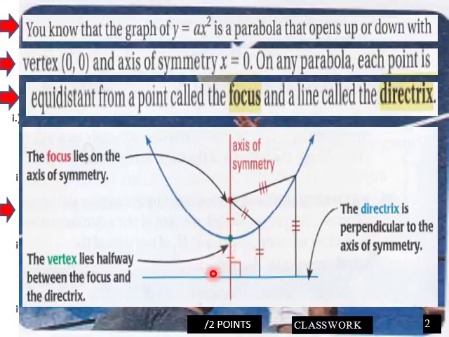The vertex lies on the axis of symmetry, as does the focus. On any parabola, each point is equidistant from the focus and the directrix. So the distance from here to the directrix is the same length as from here to the focus. Same thing here: the same distance from the focus to the directrix.